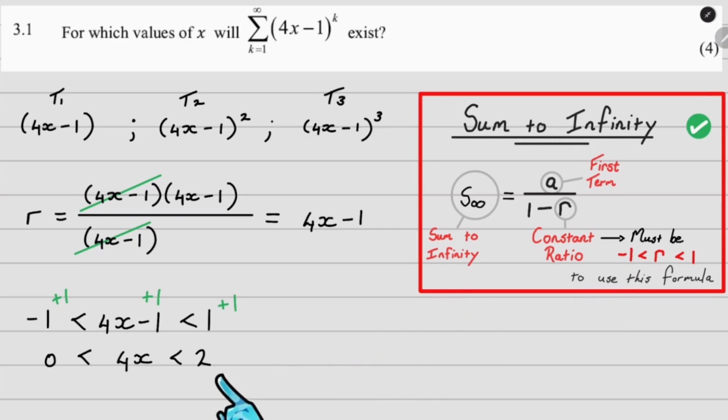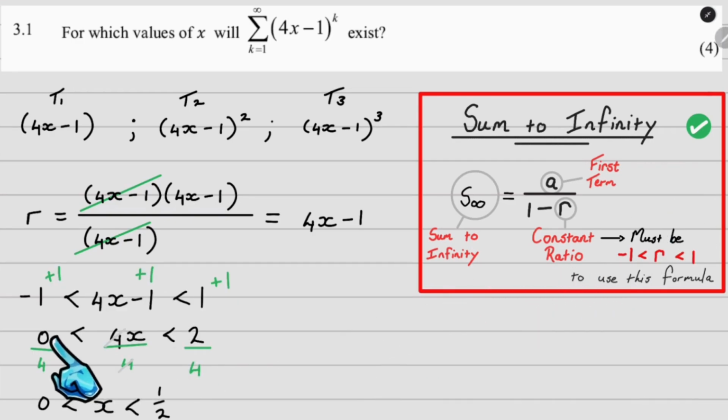Now I almost have x on its own. I just need to get rid of this 4. So I divide all 3 sides here by 4. And then I'll just simplify a little bit. 0 divided by 4 is just 0. 4 divided by 4, they cancel, and you're just left with the x in the middle. 2 over 4, if you pop that in the calculator or simplify it, gives you a half. So when x is in between 0 and a half, we will get the sum to infinity, and this thing will exist.